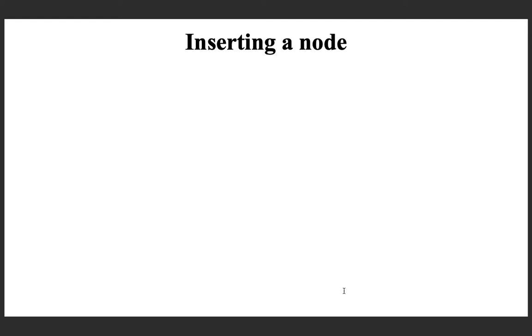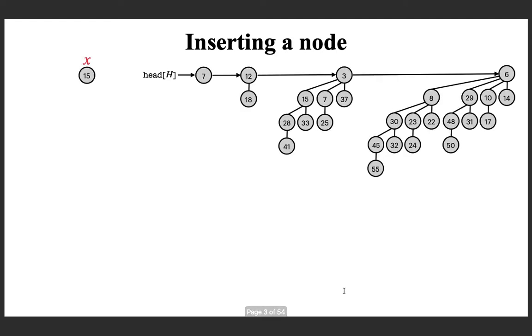First, we can look at an operation to insert a node into a binomial heap. Suppose we are given a binomial heap like this and a node x whose value is 15, and we need to insert this node into this binomial heap. We can easily do it by utilizing the binomial heap union procedure that we discussed in the last class.